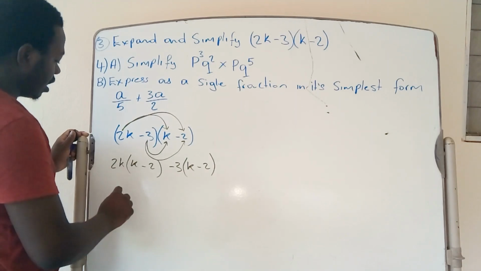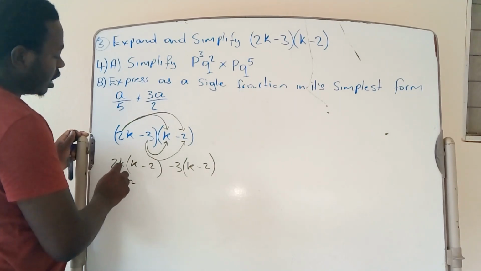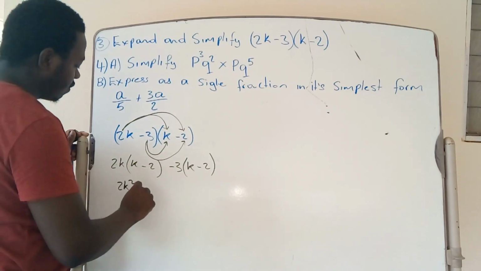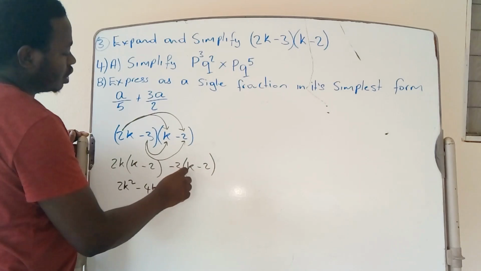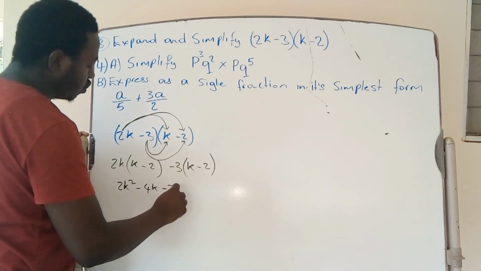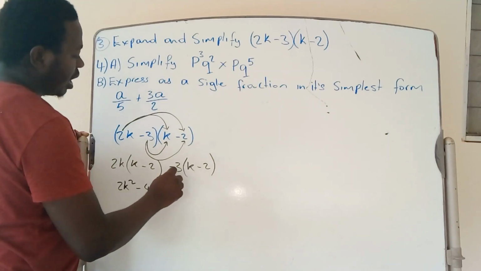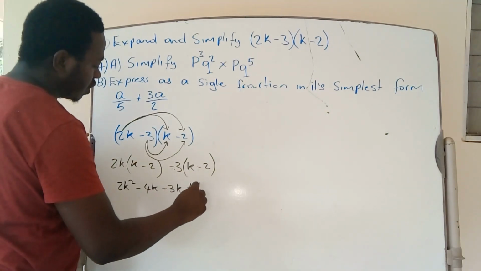2k times k, that's going to give us 2k squared. 2k times minus 2, that's going to give us minus 4k. Minus 3 times k, that's going to give us minus 3k. Minus 3 times minus 2, that's going to give us plus 6.